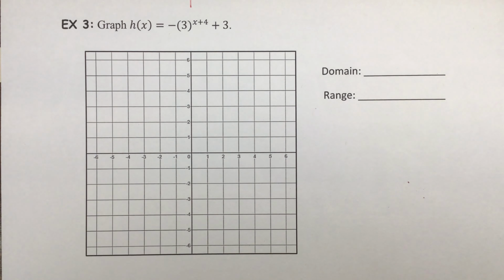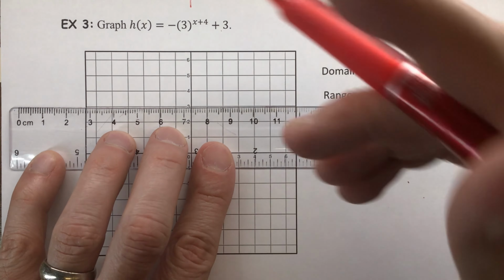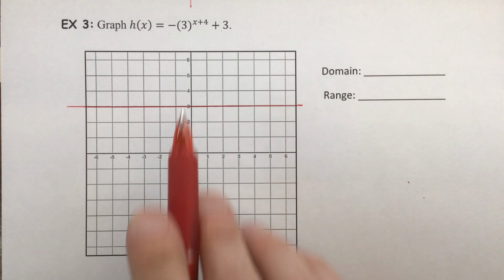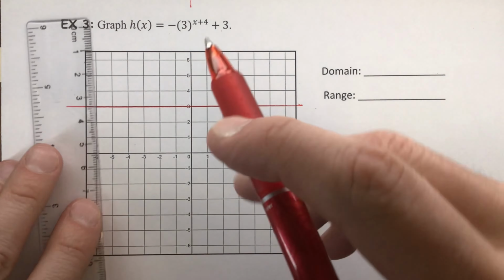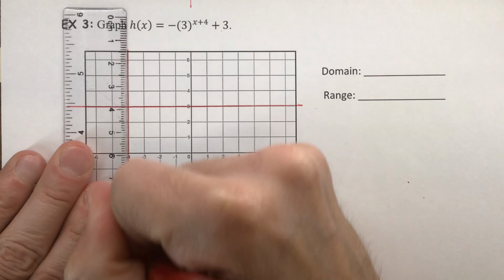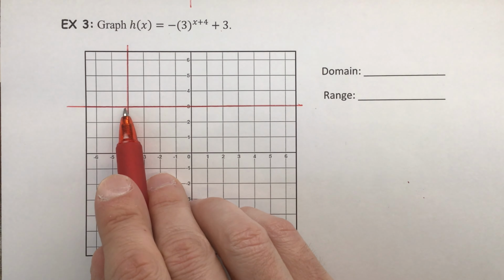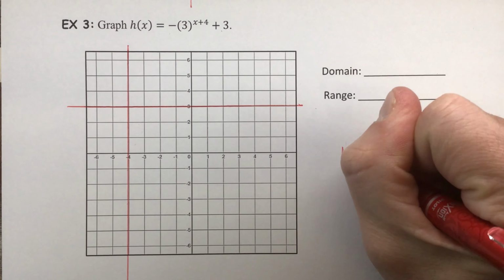For example 3, we went ahead and threw in a negative here. What that is going to do is vertically flip the whole graph. However, the way that I'm going to begin this is with the translations, just as I did in the other ones. So the +3 is going to shift that horizontal asymptote up 3 units. It's going to be over here at 3. The +4 is going to shift everything to the left 4. So I'm going to put a vertical line at -4, and I'm going to pretend that this is the origin as I think about this function.